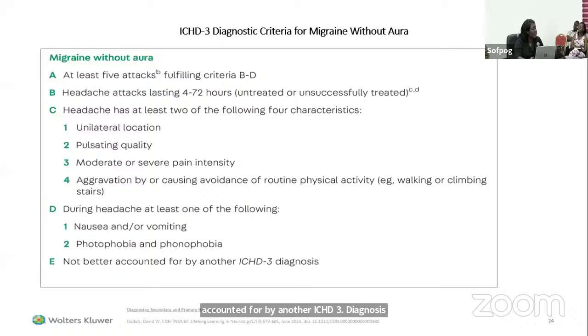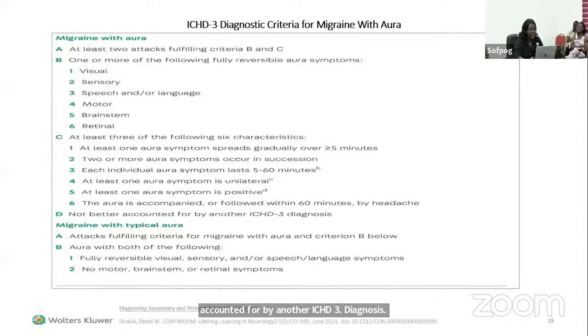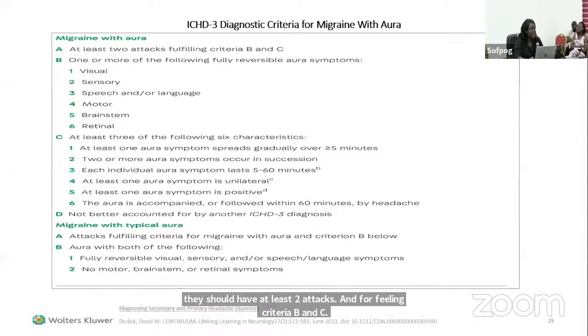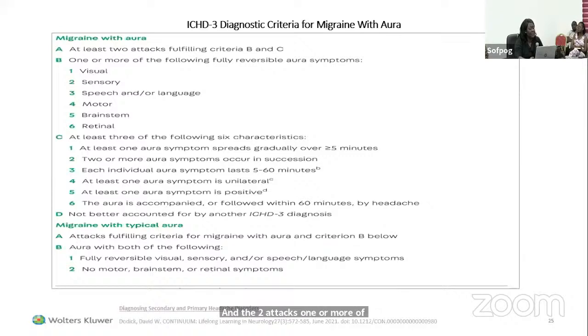Then to diagnose somebody with migraine with aura, they should have at least 2 attacks fulfilling criteria B and C. And in the 2 attacks, 1 or more of them should have fully reversible aura symptoms, such as visual, sensory, speech, motor, brainstem, or retina. I'll go through some of the auras that they have.